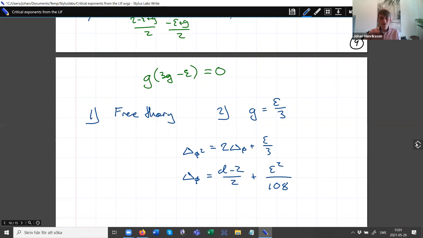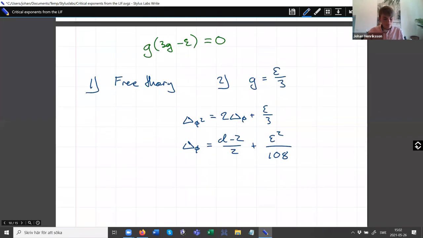And those of you who are familiar with the epsilon expansion will recognize these are exactly the leading order results for the phi four theory. So they're the same as you get when you compute diagrams. So for instance, for delta phi, you need to compute this sunset diagram.